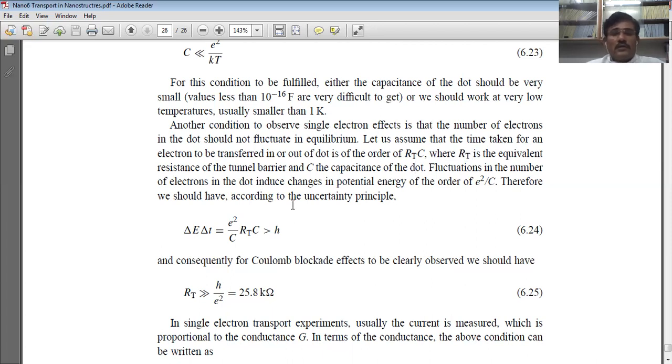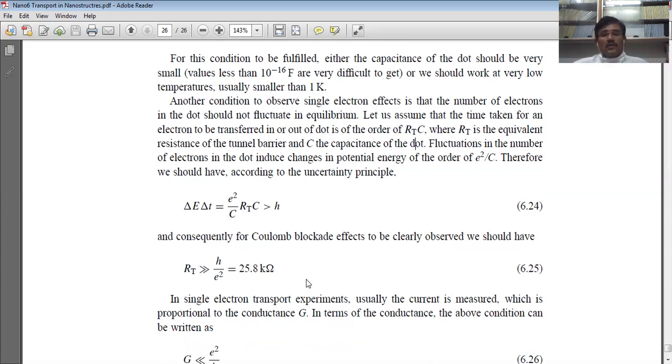to solve this, for this potential we are required to apply the uncertainty principle. From the uncertainty principle we come to know how much potential energy is to be changed. And this is given by the uncertainty principle: delta T is equal to e squared by C, RT C is greater than Planck's constant.